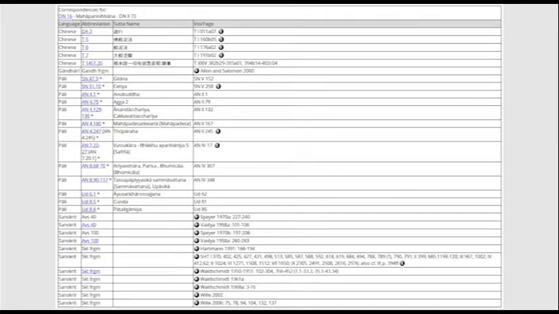And in addition to that, you can see at the bottom a whole series of Sanskrit parallels.